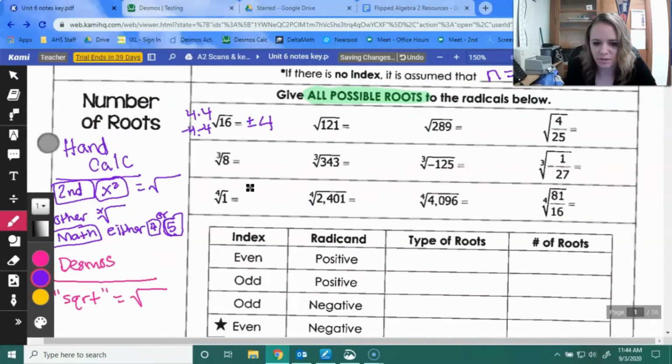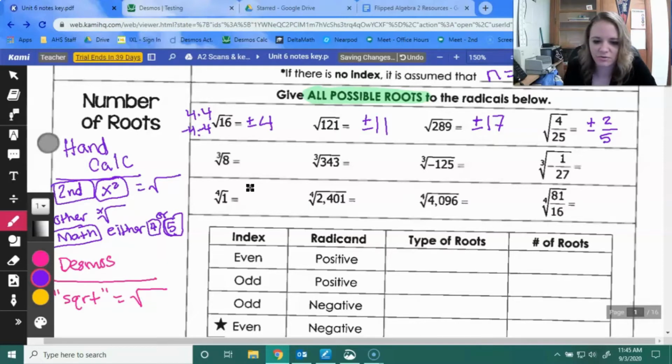All right, so we know that this is going to be a plus-minus answer because we have no positives or negatives, and that was 11. All right, 289, plus minus 17. Okay, fractions. So we just do these separately. So do the numerator and denominator. Let's go ahead and put plus minus. Square root of 4 is 2. Square root of 25 is 5. So we can simply break this down into two individual problems in the numerator and denominator.